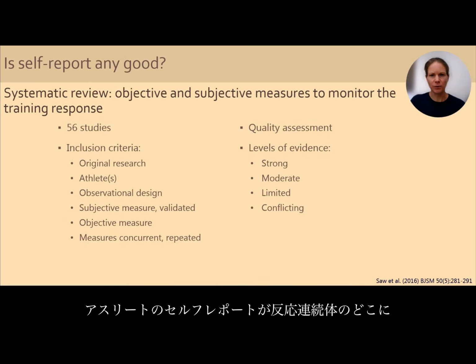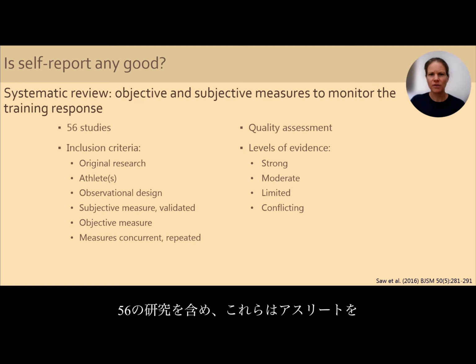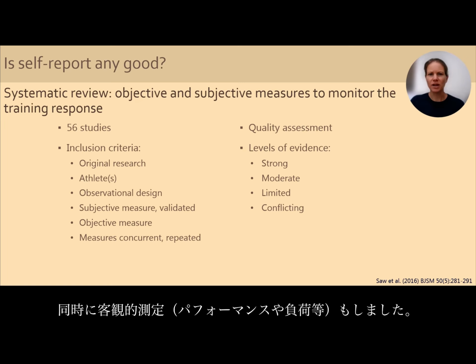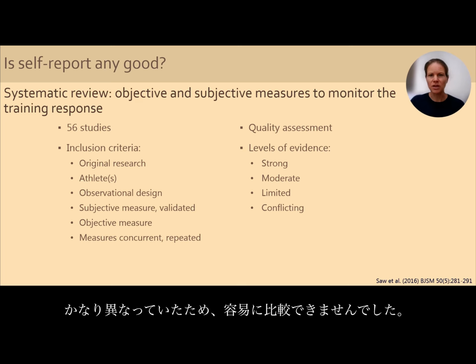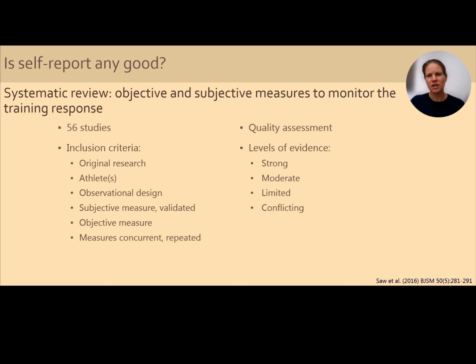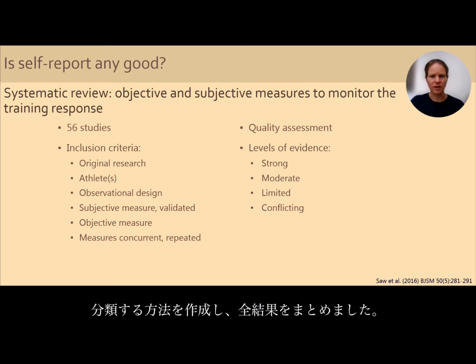To understand if self-report is any good at monitoring signs and symptoms of where an athlete is on the athlete response continuum, we conducted a systematic review. We included 56 studies which monitored athletes using a subjective measure, which was validated in the literature, and also had a concurrent objective measure such as performance or bloods. The studies were quite different in their methods and reporting, so couldn't be easily compared. So we created a method to categorize the study quality and level of evidence for each relationship reported, and then compiled all the findings.